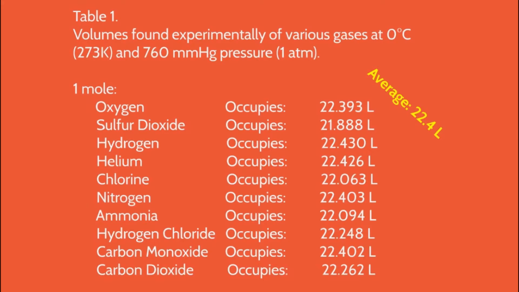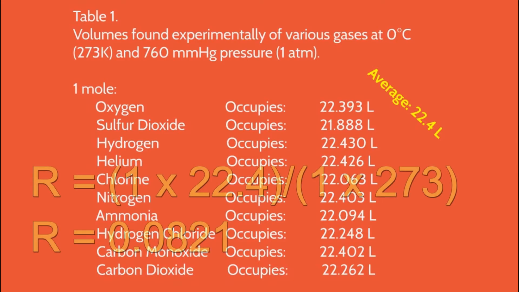All right, if we were to solve for R, what would the formula look like? PV divided by nT, that would give us R, right? Or you flip it around, doesn't matter. So we need a pressure, a volume, an amount, and a temperature. Well, guess what? What's our amount? 1 mole. So let me plug all this in.